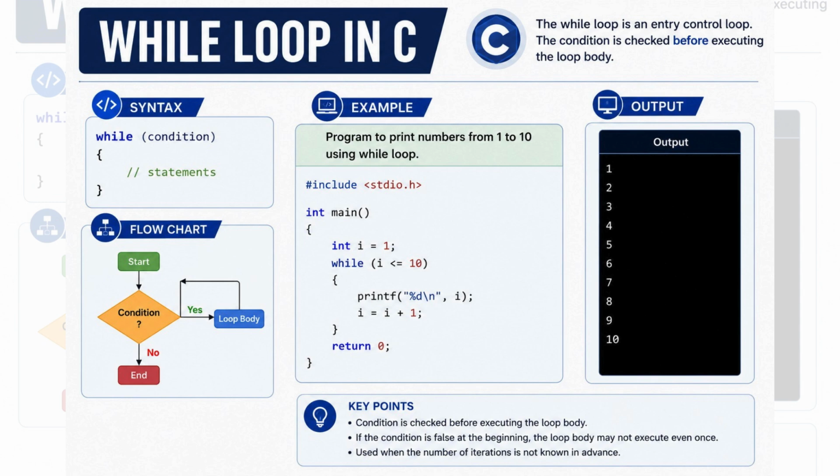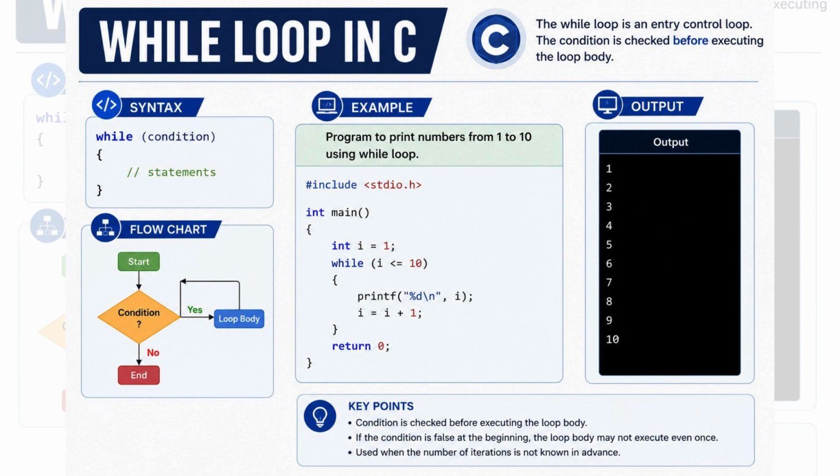Now let's look at the C programming example. First, the variable I is initialized with value 1. The condition I is less than or equal to 10 is checked. Since the condition is true, the program prints the value of I and then increments it by 1. The same process repeats until I becomes 11. At that point, the condition becomes false, the loop terminates and the program exits.